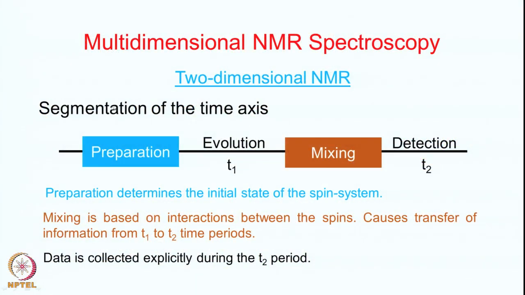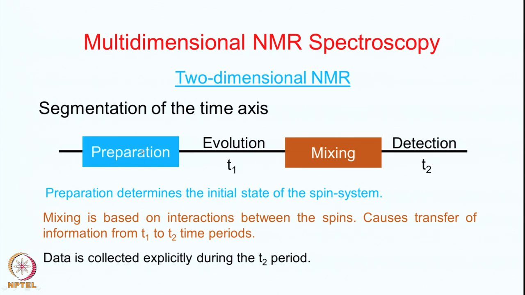The basic concept of two dimensional NMR, as I mentioned to you, is in the segmentation of the time axis. This is called the segmentation of the time axis. Here you have the time axis, and now you actually divide this time into 4 different periods. I will explain to you what these periods are, and just to take note of this, this is the so called preparation period, then this is followed by an evolution period, then a mixing period and a detection period.